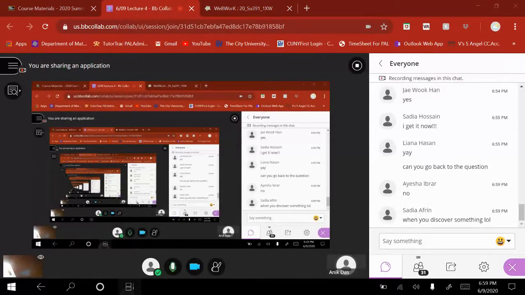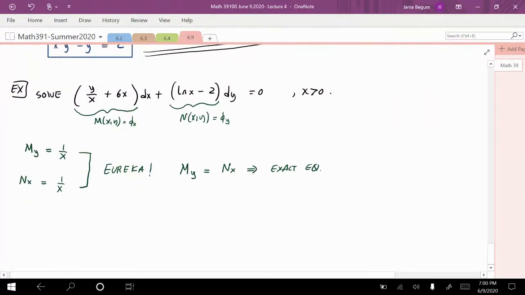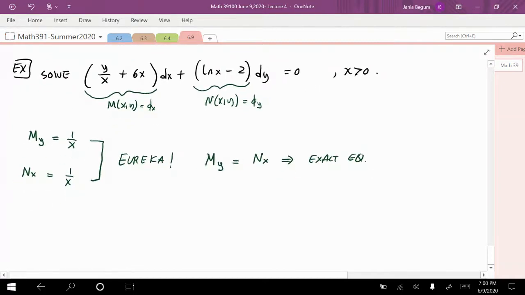Who knows? All right, so we see that the mixed partials are equal, so we have an exact equation. All right, so we're going to proceed to the method of exact. So now I have a choice. I can either pick M and integrate with respect to x, or I can pick N and integrate with respect to y. Now, what do you want to do? You want to be clever here. You don't want to just pick them randomly and integrate them, because integration can be difficult sometimes, right?